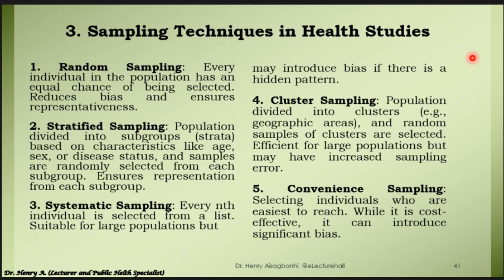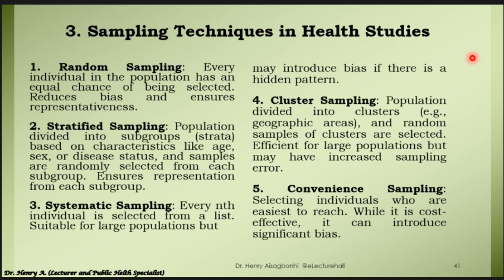Number four, cluster sampling. Population divided into clusters. Example, geographical areas. This geographical area is one set of population. This geographical area is another set of population. And then random samples of clusters are selected. So you now look at this cluster, there are 13. This group of people, for example, you go into a market, engineers, the market pepper sellers, vegetable sellers, meat sellers, egusi sellers, those who sell one thing or the other.